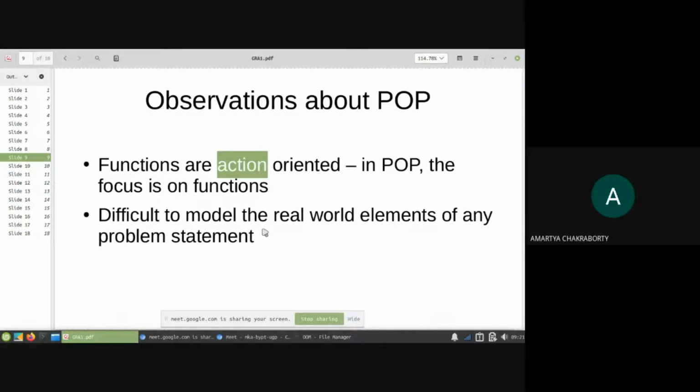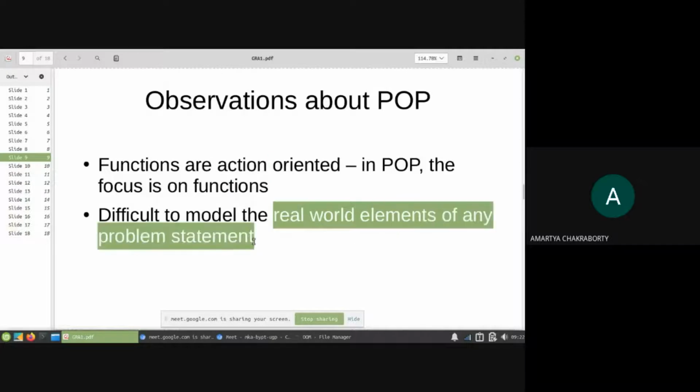Now it is said that such an approach is difficult when we are trying to model the real world elements of any problem statement, right? So it is said that this sort of approach is difficult to use when we are trying to model the real world elements of any problem statement.